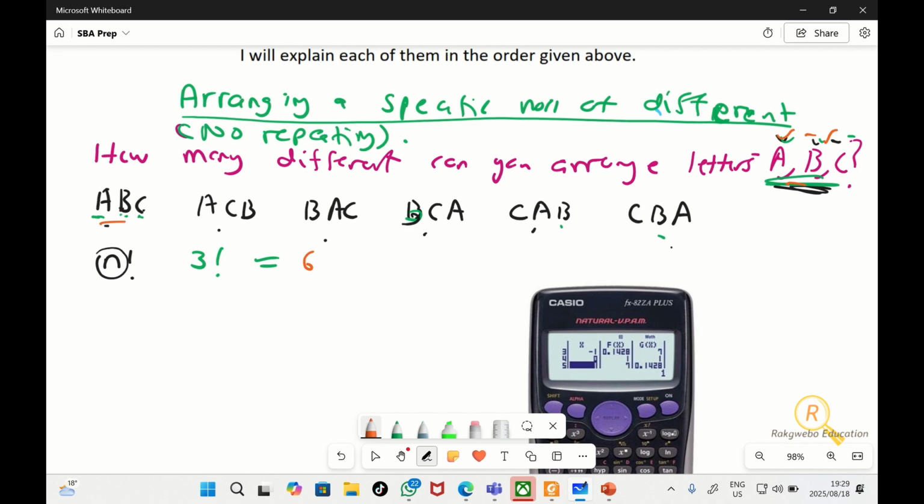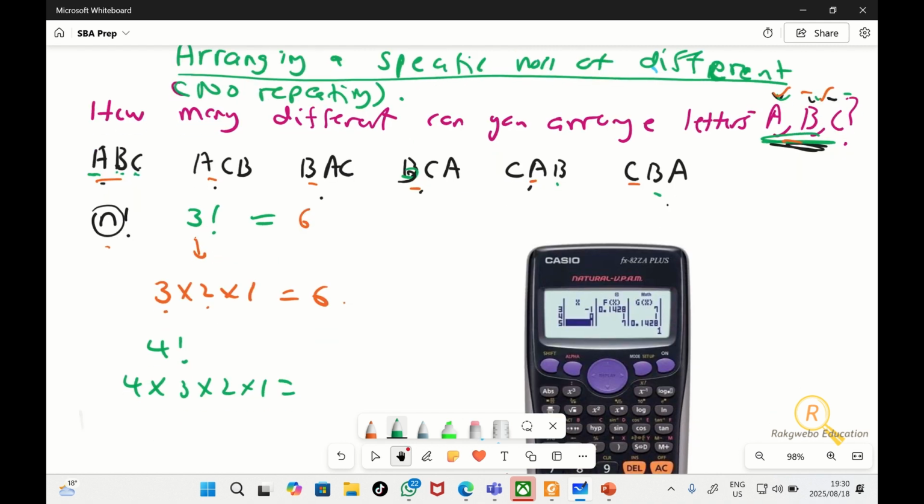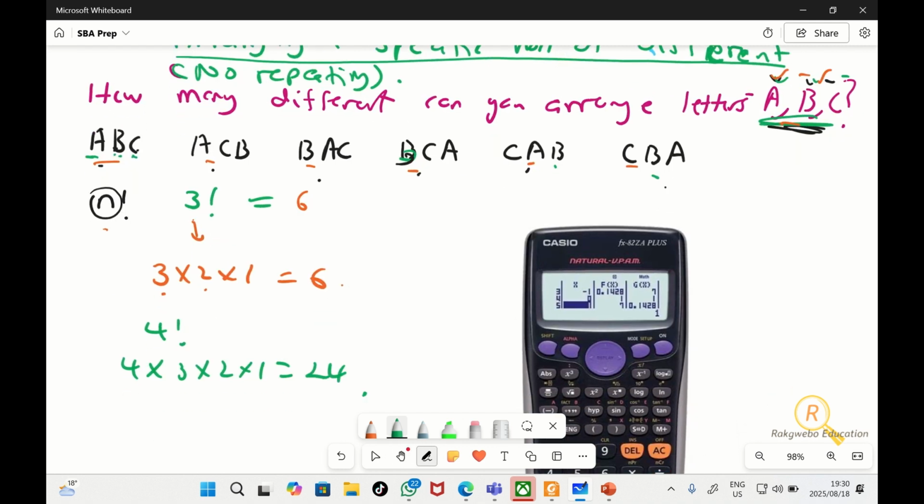So this is what we did manually, and then we got 6, and then we used our shortcut, which is factorial. 3 factorial gives us 6. If you want to do factorial without using your calculator, 3 factorial means 3 times 2 times 1, which is 6. If someone asks you what is 5 factorial, you'd go 5 times 4 times 3 times 2 times 1. You're just going backwards. Friends, do you see what factorial is now?